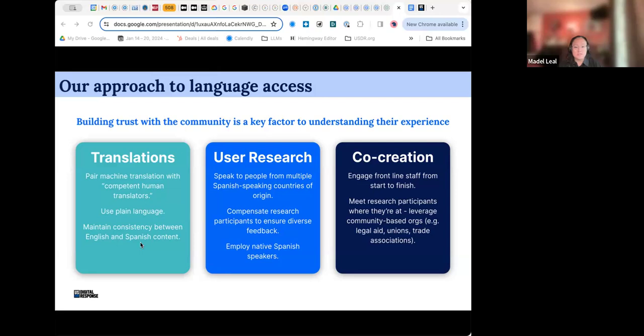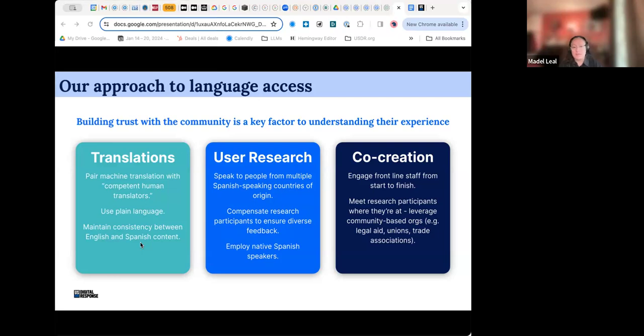When it comes to translations, our approach is multifaceted. We pair machine translation with competent human translators to ensure accuracy and reliability. But not just human translations, we strive to build with native speakers of Spanish, or any other native language that they have capacity for. By combining tech and human expertise, we aim to deliver translations that are both linguistically precise and culturally relevant.